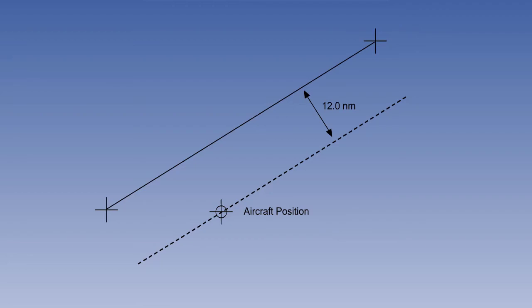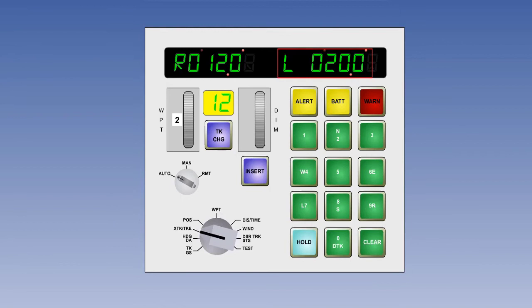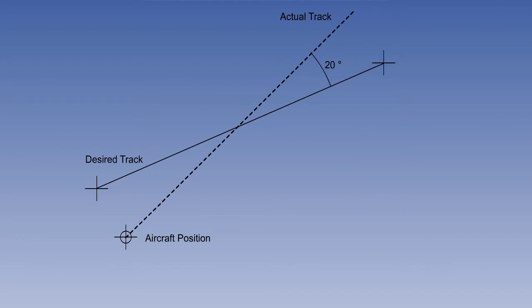The right shows the difference between the aircraft track at the present time and the desired track between the waypoints in use. This would look like this. The aircraft's actual track at this time, which is the instantaneous combination of heading and drift, is 20 degrees left of the desired track between the selected waypoints.